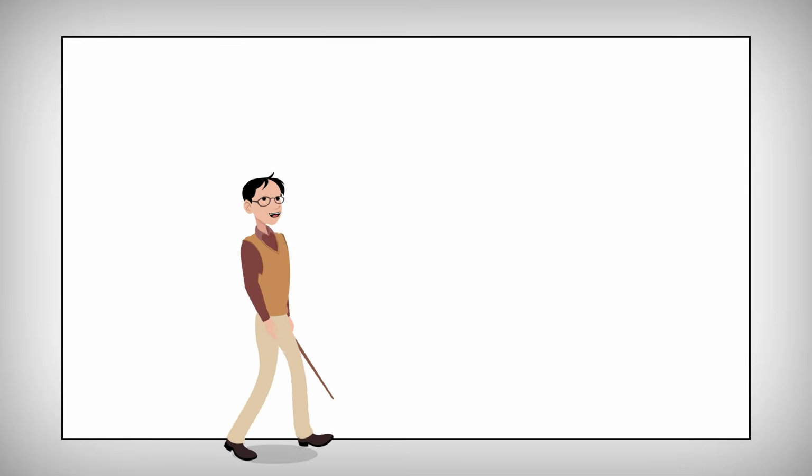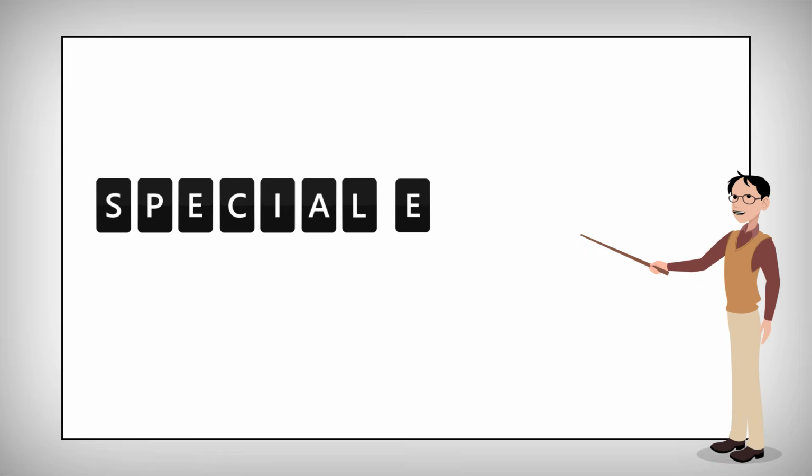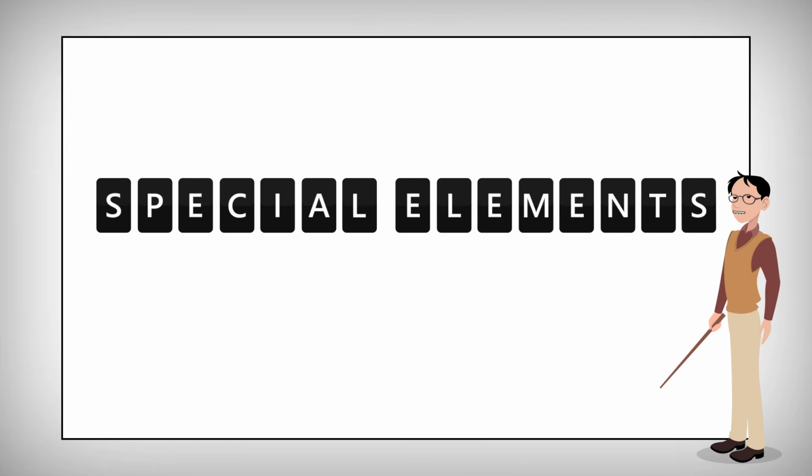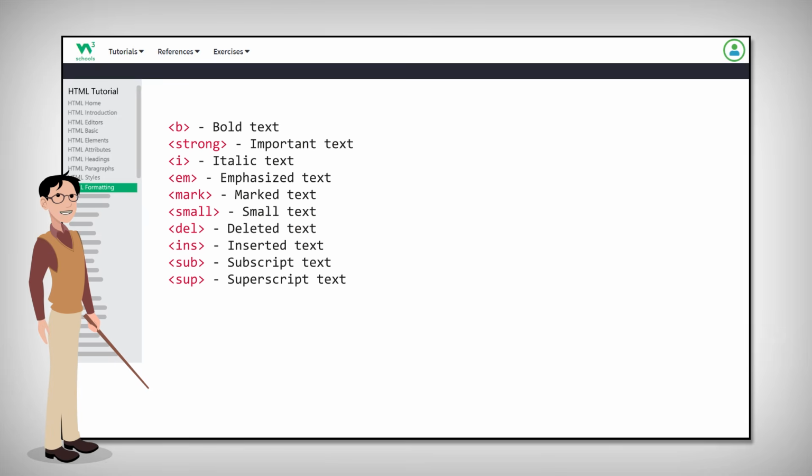In an earlier chapter, we went over the HTML style attribute. But did you know HTML also has elements for defining text with a special meaning? Of course not. That's why you're watching this video. See these HTML elements. They correspond to formatting output, like bold or italic text, respectively. But it goes beyond bold or italics. There are many different ways to display special types of text.